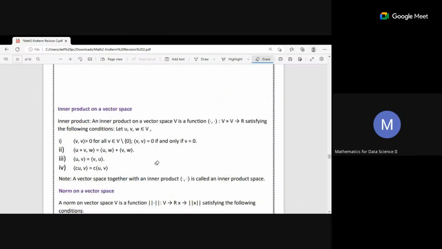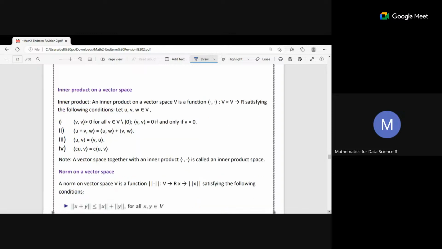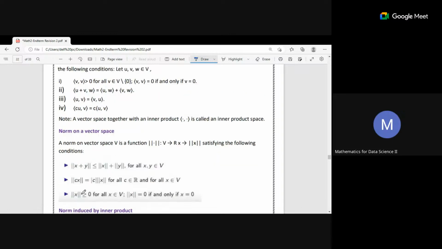So inner product spaces, you have these four conditions: positivity, and then you have this bilinearity property, and then you have the symmetric property. If all these conditions are satisfied, then it is called an inner product space. Such a function is called an inner product. Okay, fine. And for norm, you have these three conditions: triangle inequality, and here norm cx is equal to mod c times norm x, and norm x greater equal to 0, and norm x equal to 0 if and only if x equal to 0.